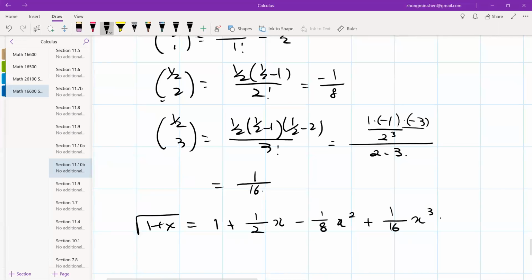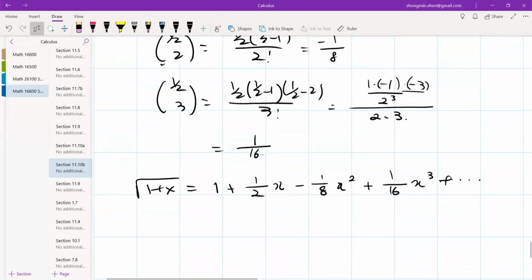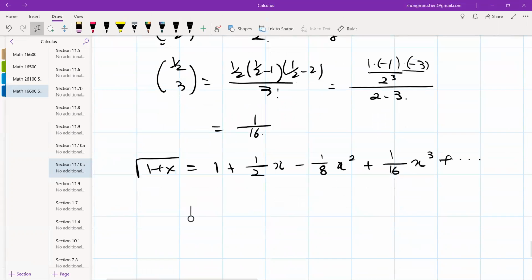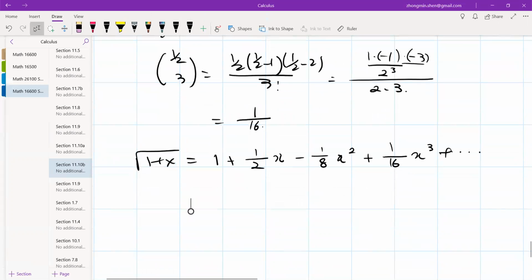Okay, so the next one will be negative. So it's kind of an alternating series except for the first term. So this is what we get. Okay, we can have a few terms. The square root of 1 plus x can be approximated by polynomials. You can write down the first few coefficients.